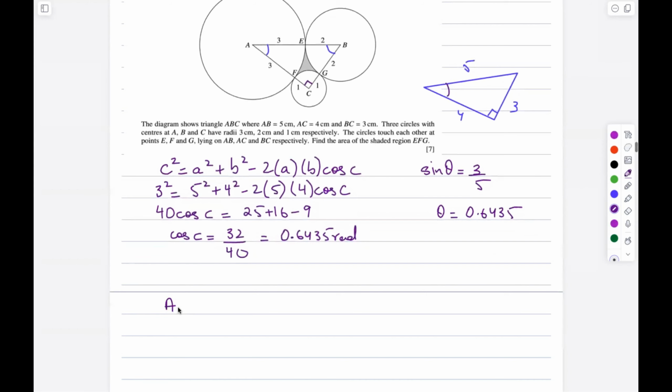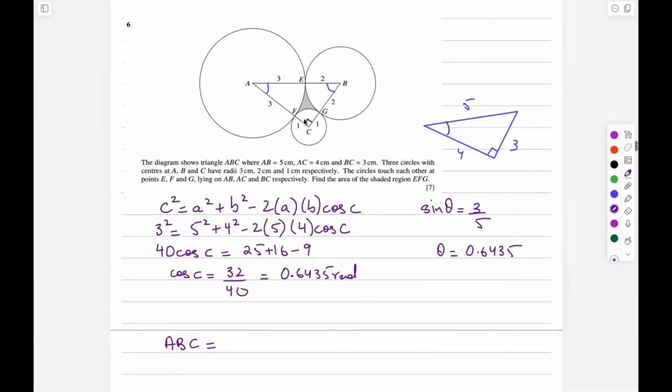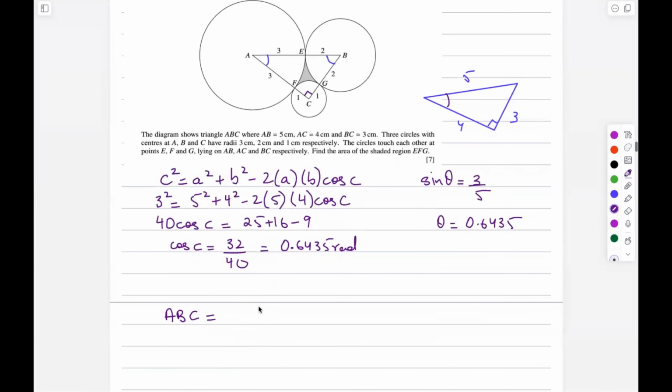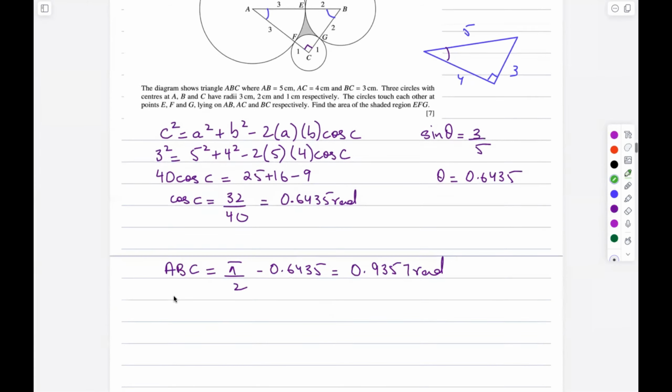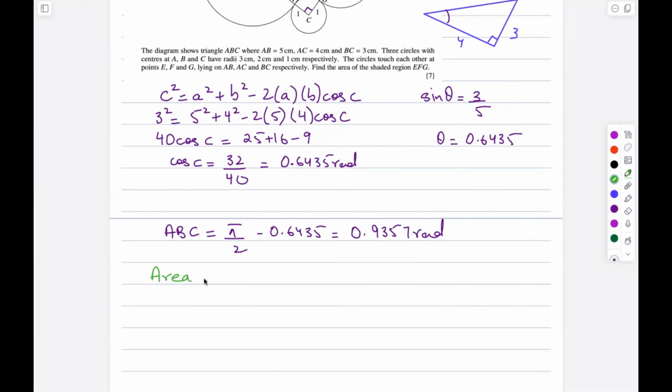So the angle ABC will be equal to pi upon 2 minus 0.6435 radians, as both of these angles add up to pi upon 2. Pi divided by 2 is 1.57, and subtracting 0.6435, this angle will become 0.9357 radians. Now once we have the three angles of each of these sectors, we can apply the area of the sector formula, which is half r squared theta.